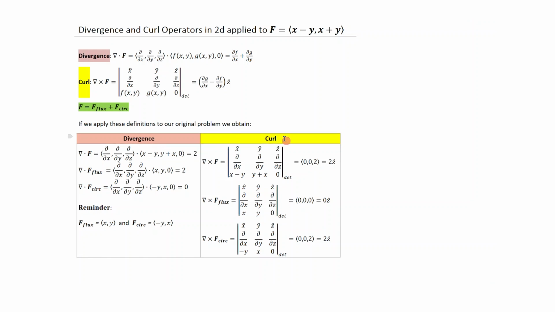Correspondingly, if we apply the curl to the vector field, the flux component and the circulation component, then we end up with 2z hat, 0z hat, and 2z hat. Now recall, as I mentioned just previously, the z hat does not exist in 2D. We're just saying it here because we performed this as a 3D calculation. But in actual fact, in 2D, this would be represented by an imaginary pseudo vector, typically j.